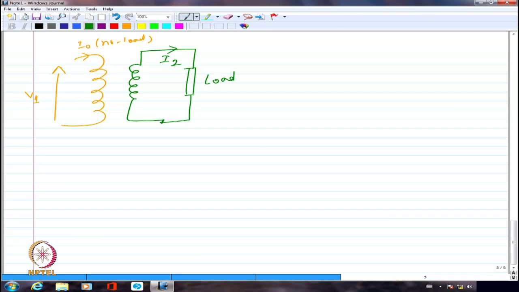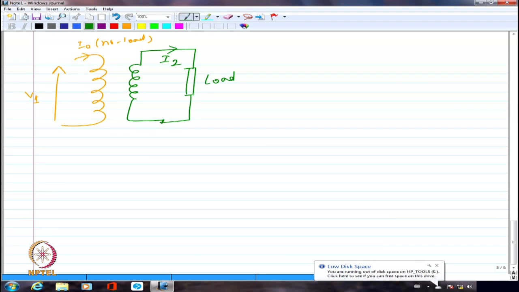If it opposes the original flux, the flux will collapse completely. It will be killed. If the original flux is killed, the transformer action ceases to exist. There is no question of any transformer action, because only because of the transformer action I had V2, only because of V2 I had I2, and I2 has now come up to generate one more flux which has killed the original flux. So, the entire thing has come to a standstill.